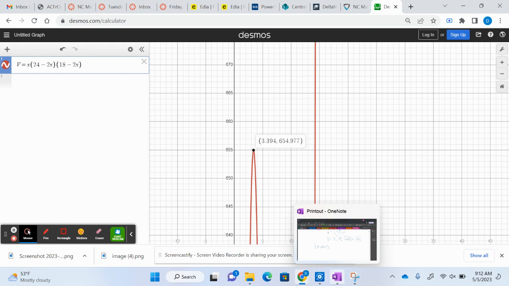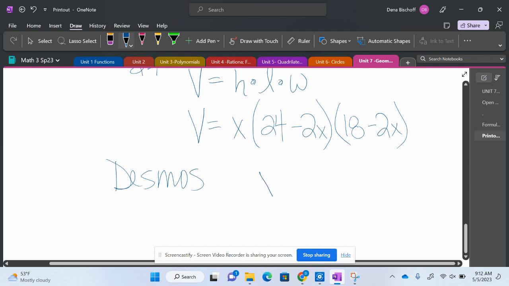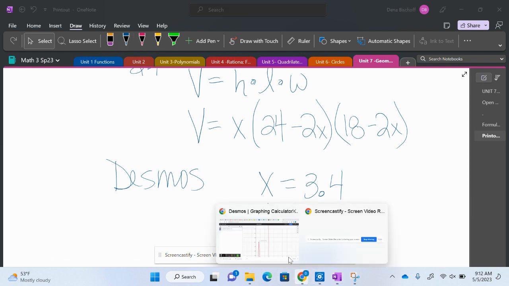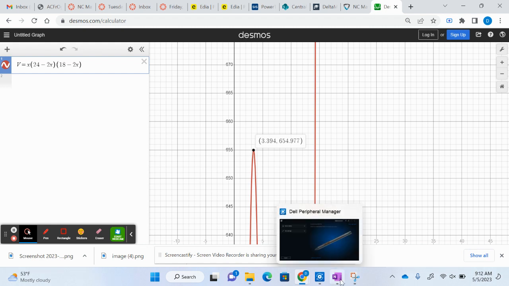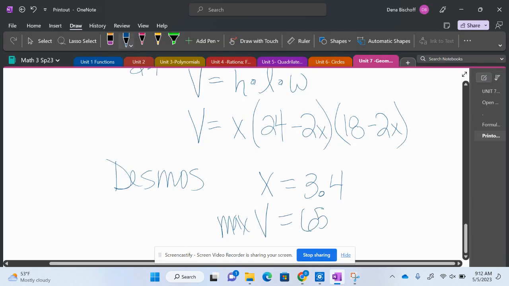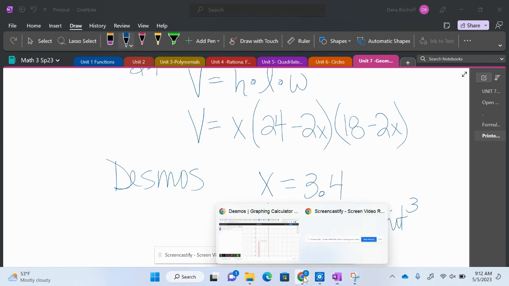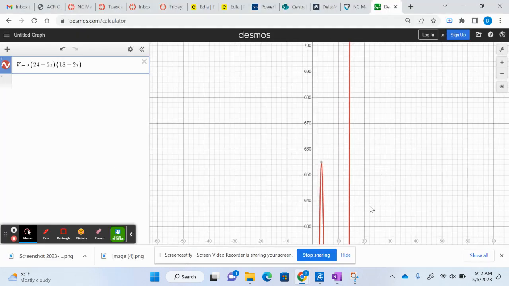So I'm going to say 3.4 and 654.9. I'm just going to leave it like that. So when X equals 3.4, the max volume is 654.9 units cubed.